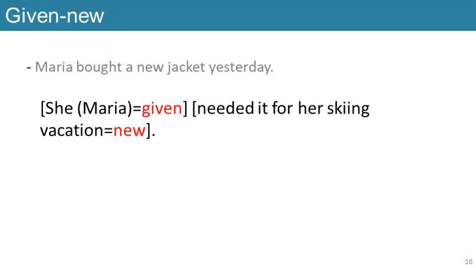Given-new is another theory of information structuring. It holds that readers expect in longer texts that the second part of a sentence will present new information, while the first part has information that has already been presented. Here is a sentence exemplifying this theory.